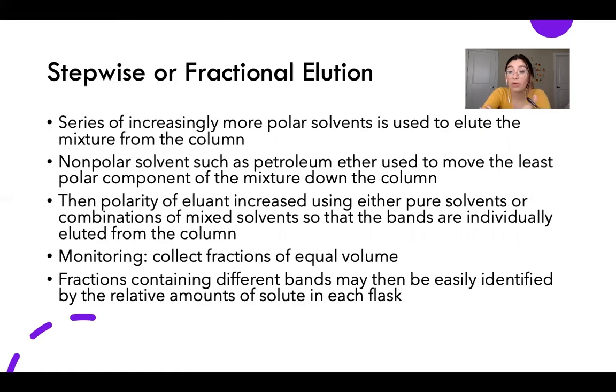How to monitor our progress. We will collect fractions of equal volume. They're going to be 5 milliliter fractions into little test tubes. That way we know how we're doing and if we actually did something correctly. Fractions containing different bands may then be easily identified by the relative amounts of solute in each flask.